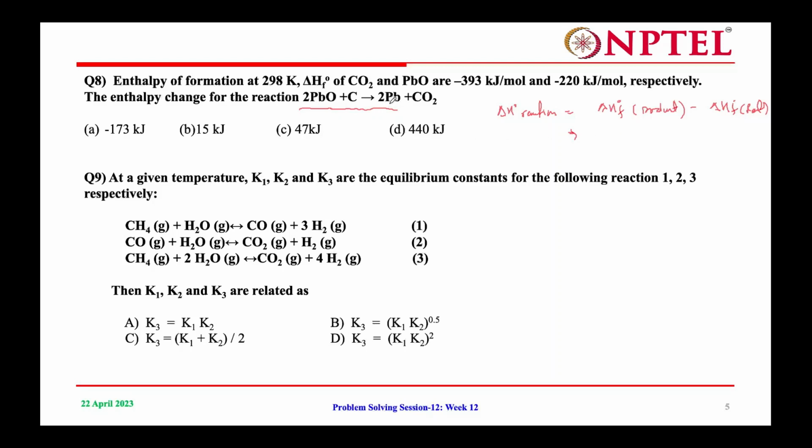Here for 2 PbO plus C, CO2 is given as minus 393. For PbO, twice minus 220 plus 0. So the answer is 47 kilojoule. All of you getting it?